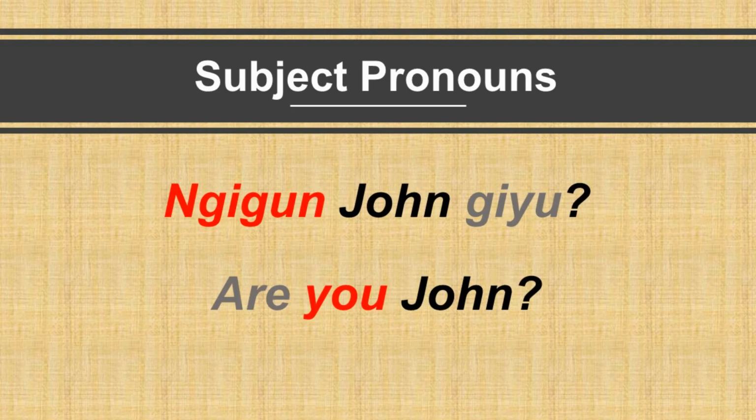Now let's talk about the second person. If you want to ask someone about their name, and you actually think, maybe I already know his name, you could say something like, Ngigun John Giu? Are you John? It's pretty easy, right? It's pretty much the same structure as before, just with a question intonation at the end.